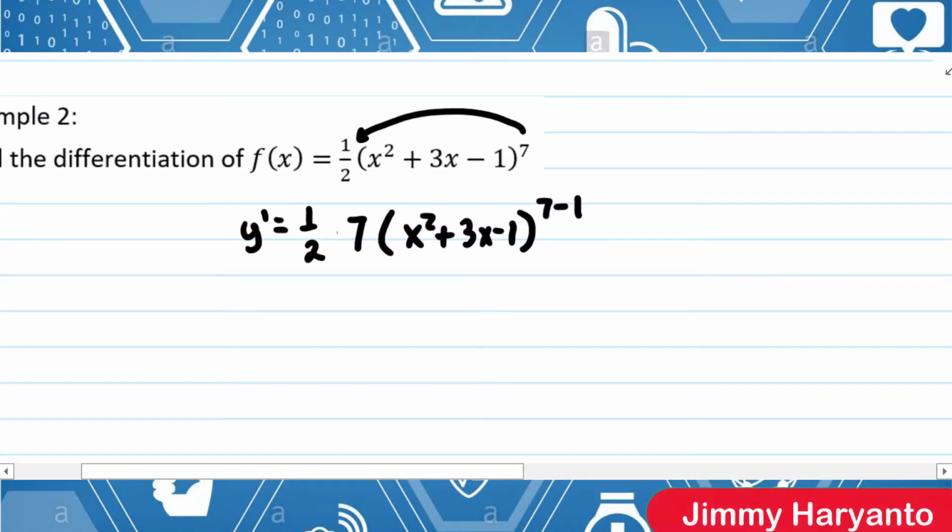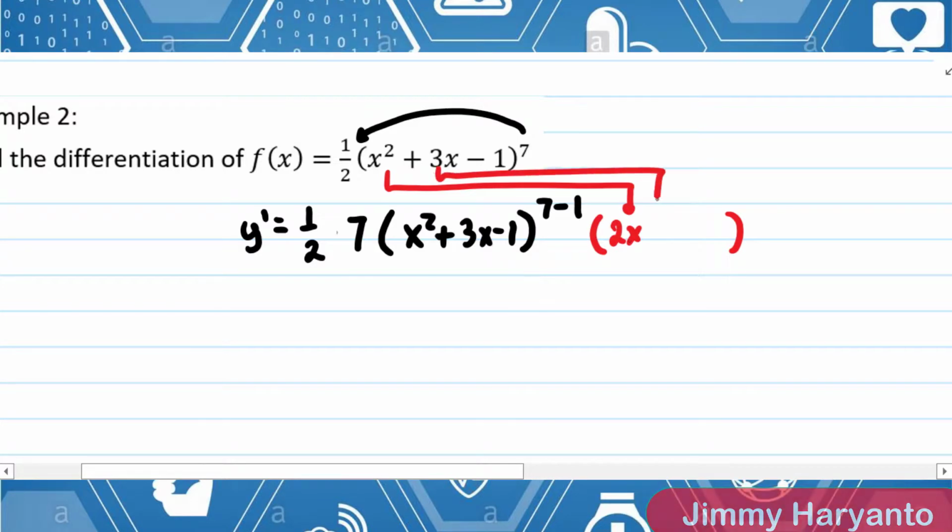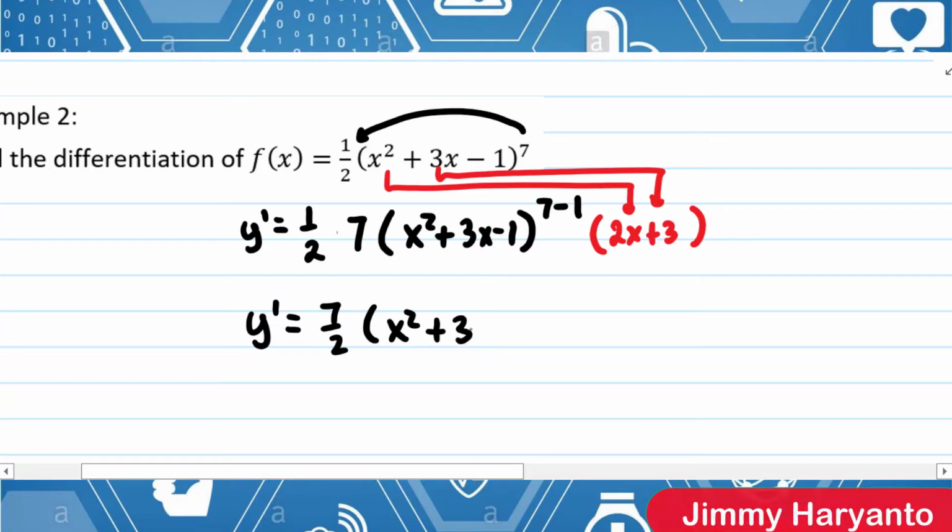So once again, the power goes to the front, the power decreases by 1, then multiply by the inner differentiation. The inner differentiation means x squared becomes 2x, 3x becomes plus 3, minus 1 becomes 0. So this y prime is 7 over 2 times (x squared plus 3x minus 1) to the power of 6 times (2x plus 3).